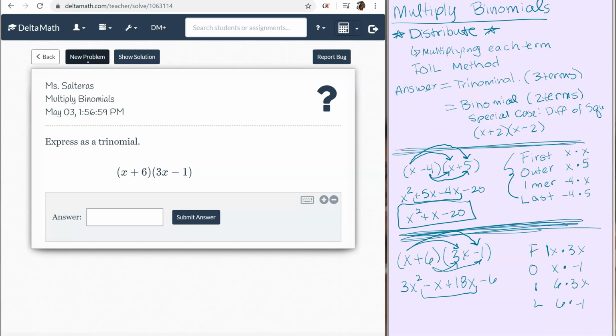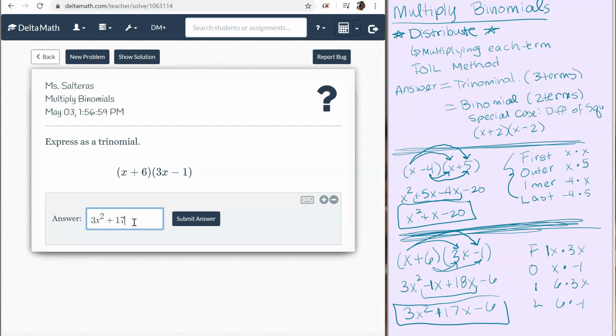Combine the two in the middle because they are like terms. You have 3x squared minus 17x minus 6, because this is negative 1, remember, plus 18. Negative 1 plus 18 will give you a negative 17. Oh, positive 17. And then you just bring down the negative 6. Always go back and double check your signs. All right, go back here, 3x squared plus 17x minus 6, and go ahead and press submit.